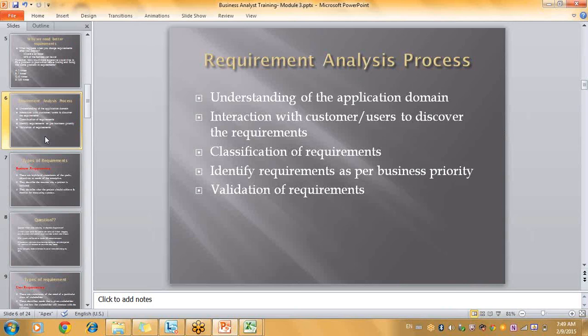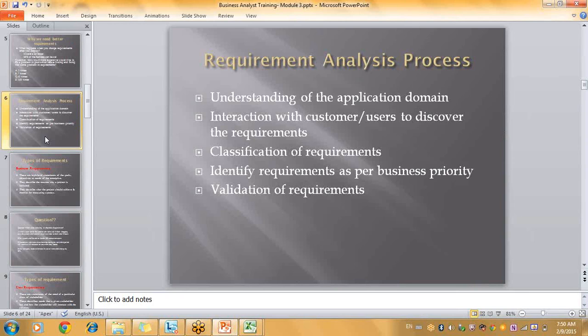Classification of the requirements, right? How many requirements? We have various types of requirements. How to classify them? So that is again a classification of requirements. Identify requirements as per business priority. Right now, if business comes up with 100 requirements or 50 requirements or 20 requirements, we will ask the business, okay, from your business perspective, which of these requirements are in priority. Then we'll sit with the business and identify which are the most important requirements that I should have in my project, right?